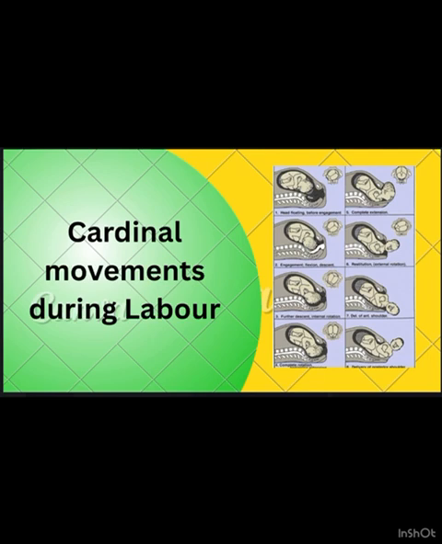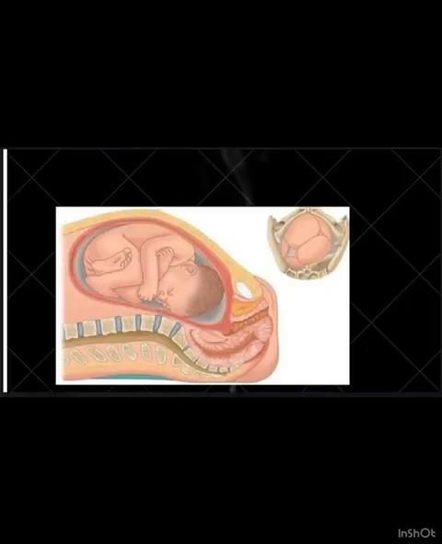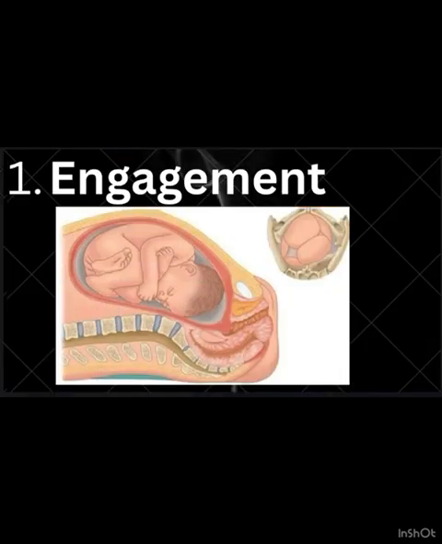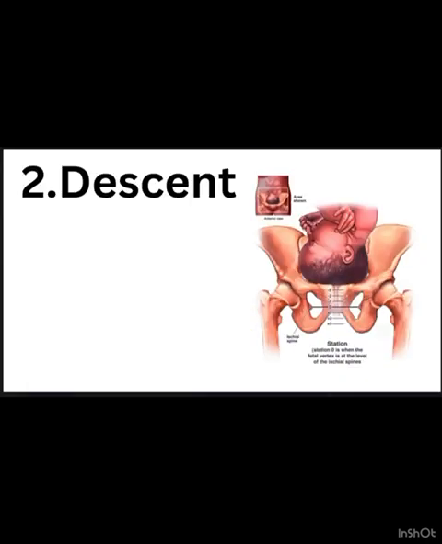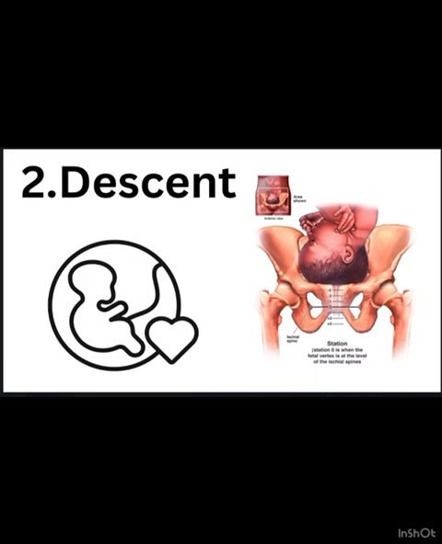Now, I talk about the cardinal movements, which are also called principal movements. So, there are total 7 cardinal movements. First is engagement. Engagement takes place when the fetal head enters the pelvic brim. In primigravida, it occurs few weeks prior to the expected date of delivery, but in multipara, it may take place until labor actually begins. So second is descent.